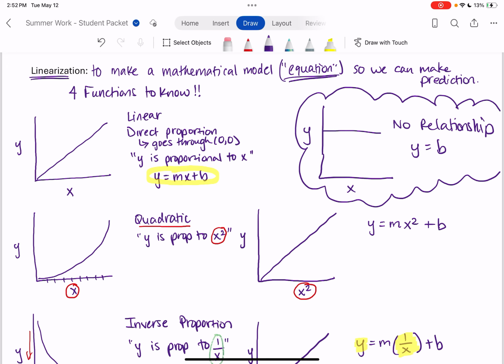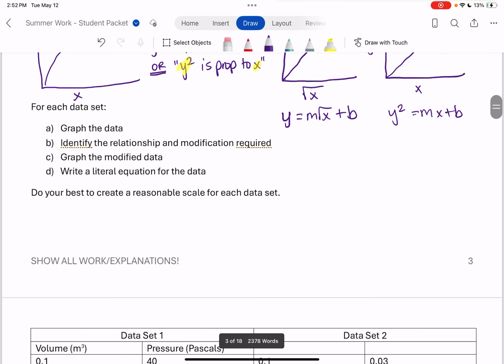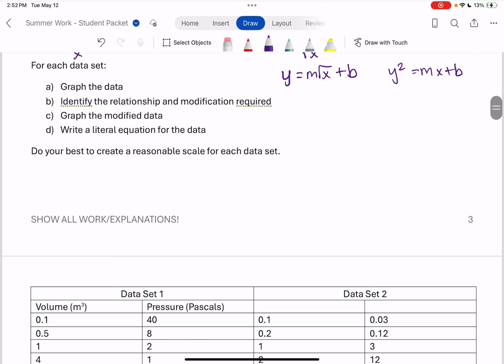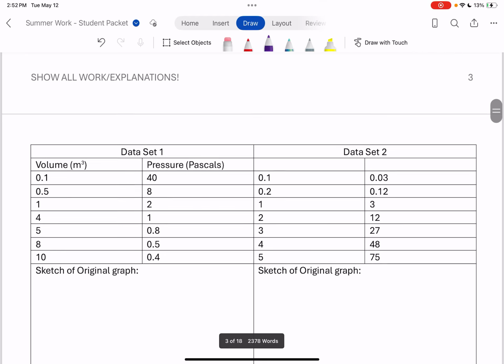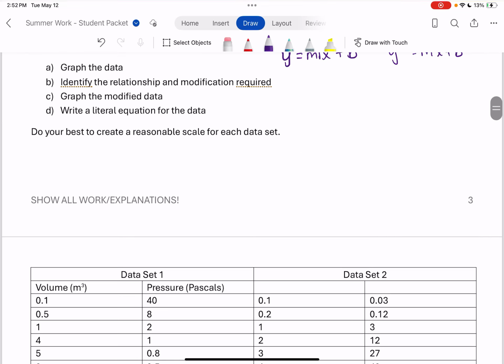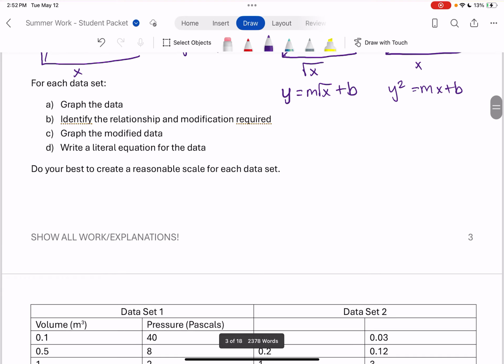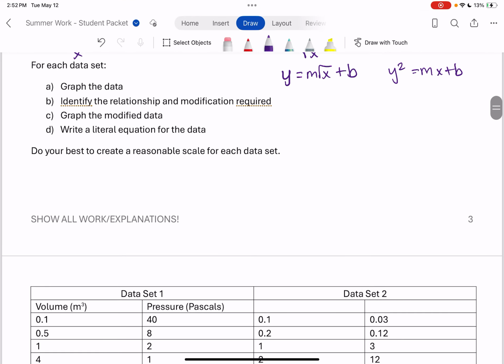Okay, so we're going to practice linearizing. I'm going to do 4 questions with you, and then you will have 4 to do on your own for these next couple of pages in your packet. But the good thing is this takes up a good chunk of your packet. And so getting this done, you'll be almost done with your summer work. So for each data set, we're going to graph the data, identify the relationship, graph the modified data, and then write a literal equation.